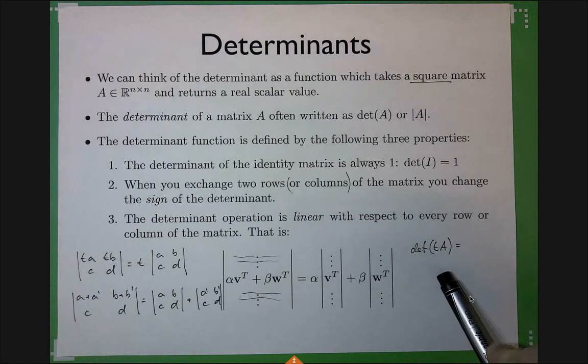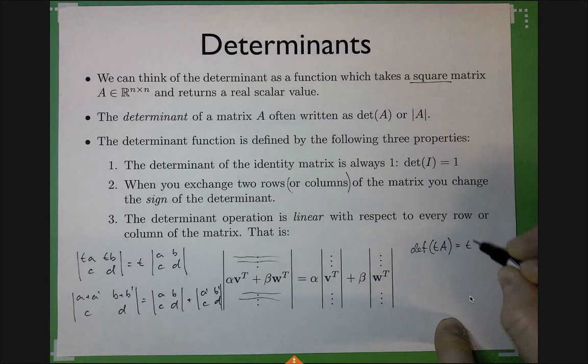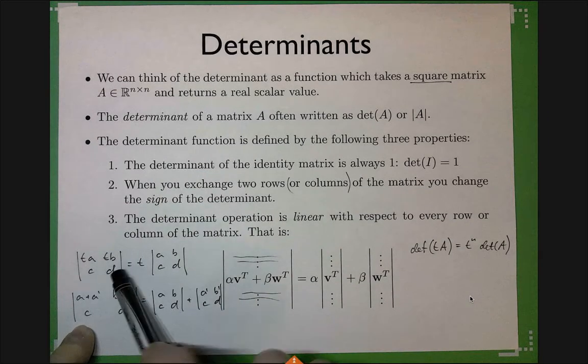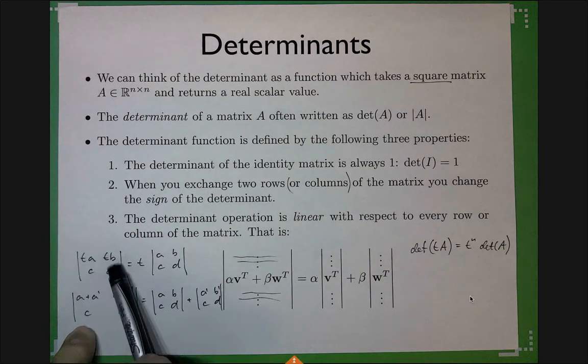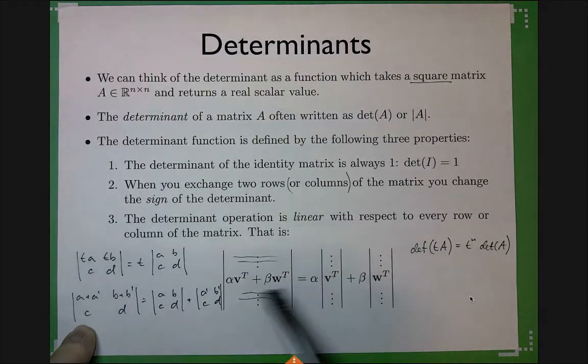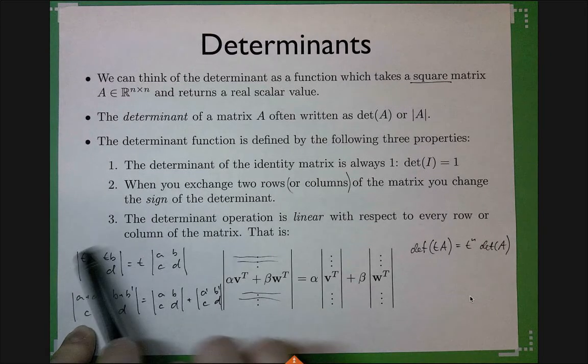T to the n. That's right. Yes, exactly. T to the n and determinant of A. Correct. Because I just apply this rule n times, right? Because this tA means multiply every row by t, right? And this tells me that every row pulls out the t outside.